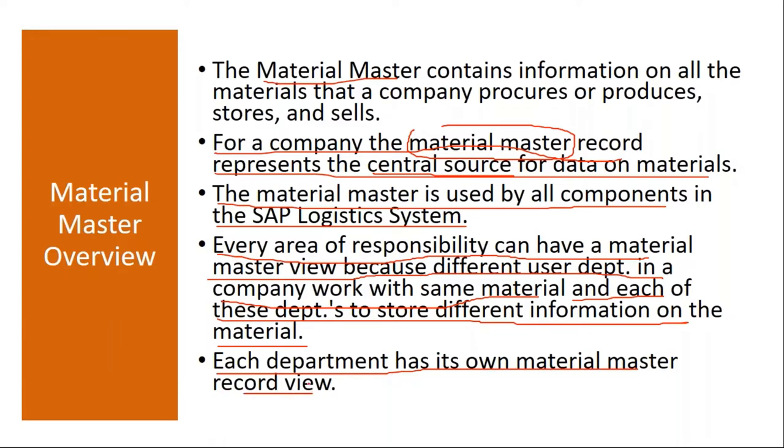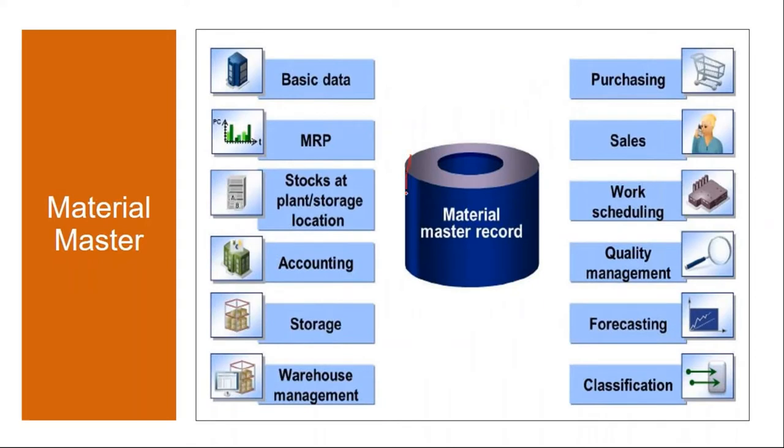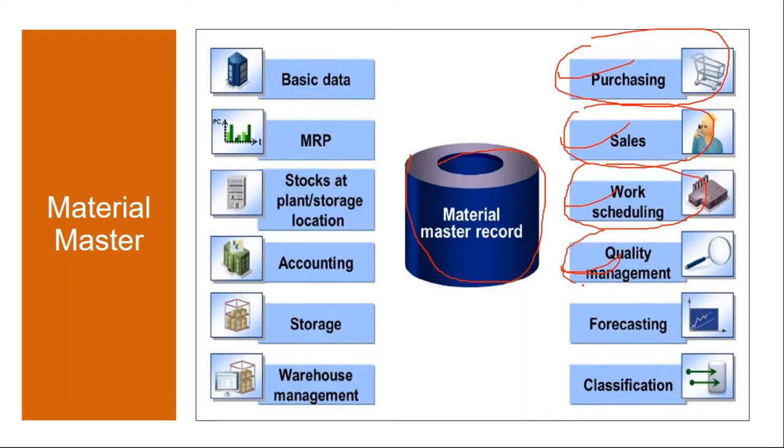Let's say purchasing department will have a view called purchasing, where they will go and maintain their department specific data. Now let's say planning department will have their views. In those views they will maintain their planning relevant data. So material master record, as we just discussed, is used by all the departments within the company. Like purchasing, sales, work scheduling meaning production, QC, quality. So purchasing department people will maintain their data in purchasing, sales people will maintain their data in sales views, production, manufacturing execution people will maintain their data in work scheduling, quality people will maintain their data in QM view.